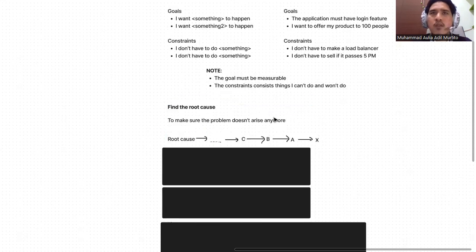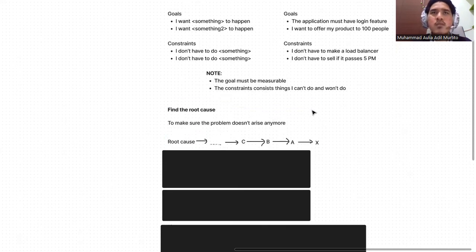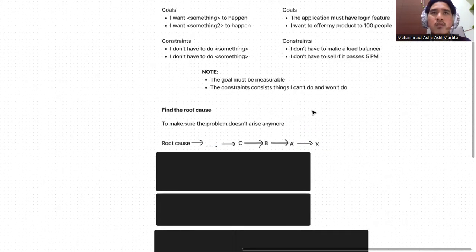Now, after I have created the problem statement, I will find the root cause. As for the root cause, we have to find one because it makes sure that the problem doesn't arise anymore. Okay, so we solve the root cause instead of the problem. So the root cause of the problem is the thing that we have to solve.